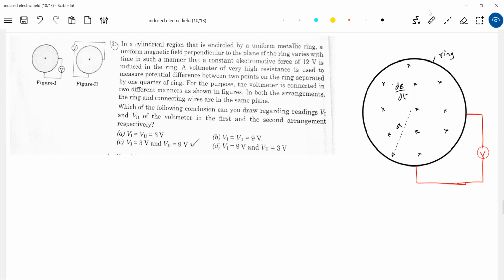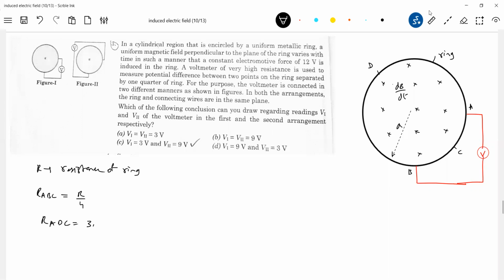Now what is the resistance? So we'll make some points here. Let this be the points A, C, B, and D. The ring is broken into two parts: ADB one arc, ACB one arc. So what is the resistance of those arcs? Let R be the total resistance of the ring for our understanding purpose. And then what is R_ACB? It should be R by 4. What is R_ADB? It should be 3R by 4.